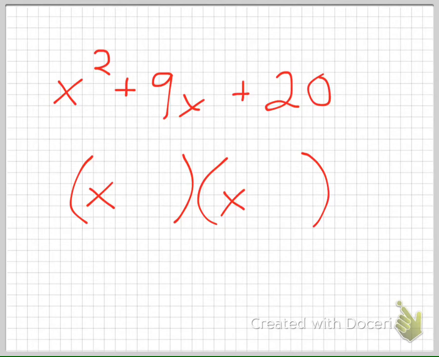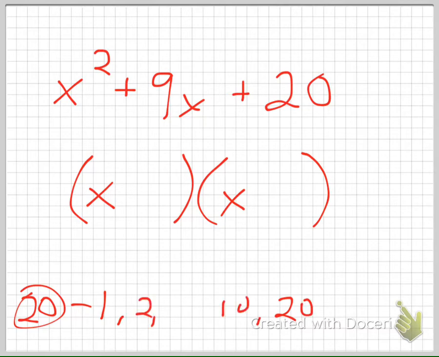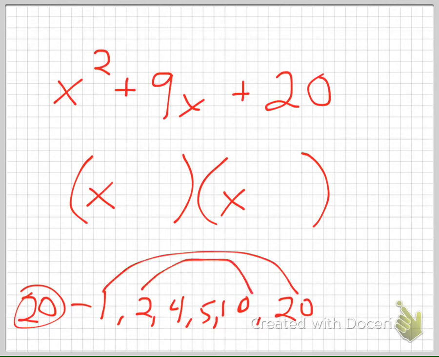Now here's the deal. Is there more than one choice to multiply two numbers to make 20? There are. So we have to write out the factors of 20. The factors of 20 are 1 and 20, 2 and 10, and 4 and 5. These two numbers are either going to be 1 and 20, 2 and 10, or 4 and 5, because those are the only pairs that multiply together to make 20. Does that make sense? So those are our options.